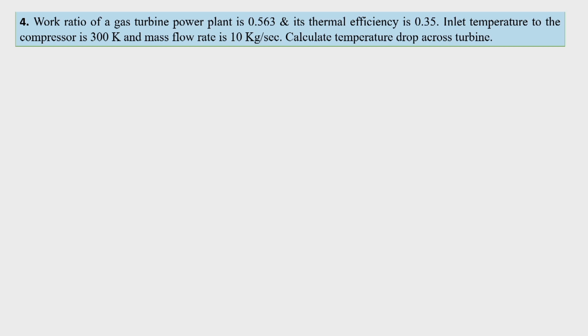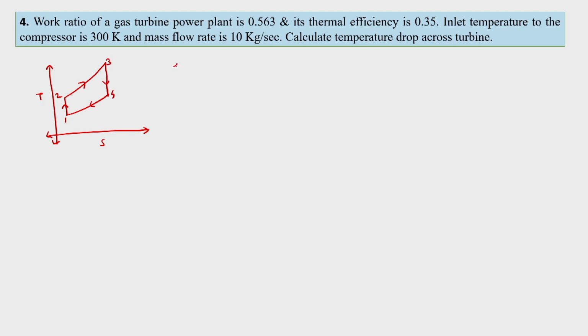We have been given that work ratio of a gas turbine plant is 0.563, its thermal efficiency is 0.35, inlet temperature to the compressor is 300 Kelvin, and mass flow rate is 10 kg per second. We are supposed to find out temperature drop across the turbine. So again let us plot the TS diagram and let us see what are the given things for this cycle.